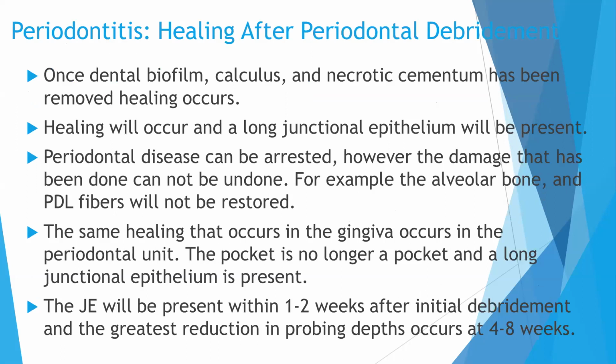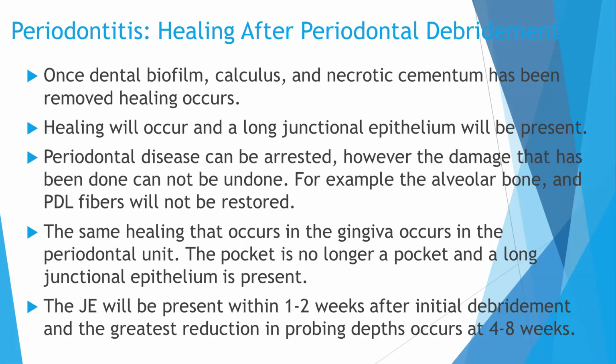So with periodontitis, once the dental biofilm, calculus, and necrotic cementum has been removed, then healing can take place. And that again occurs with the long junctional epithelium, but it's going to be at a lower level. Periodontal disease can be arrested, but the damage that's been done can never be undone. So the alveolar bone and the periodontal ligaments aren't going to be restored to a before disease level.